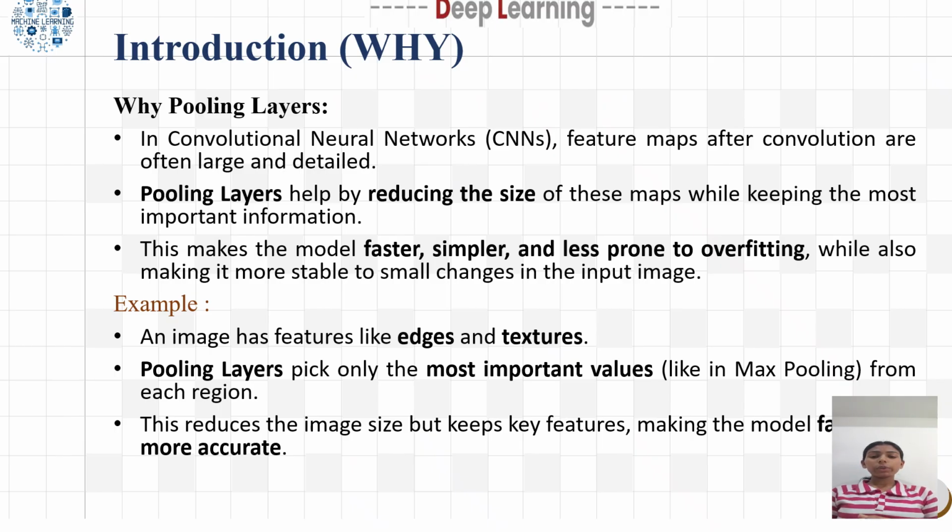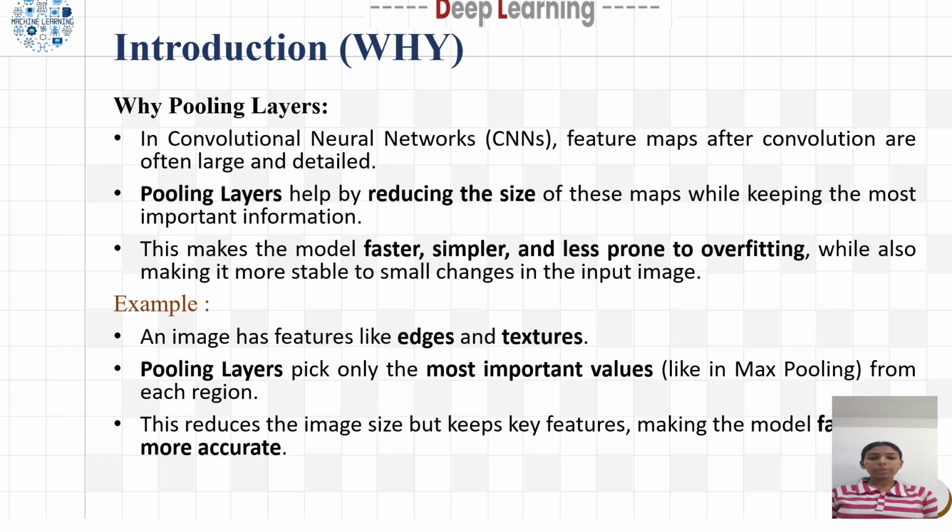Why do we need pooling layers? In a convolutional neural network, the convolutional layer extracts features from images such as edges, colors, and shapes. However, this convolutional layer generates feature maps that increase computation and memory use. To address this issue, pooling layers are used.